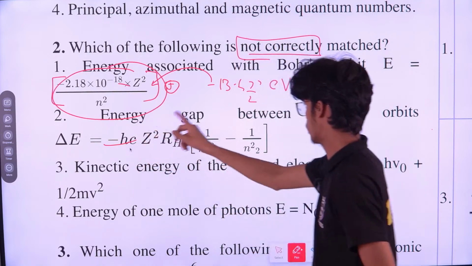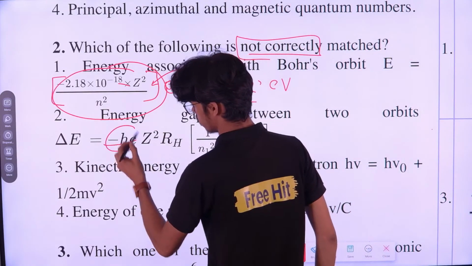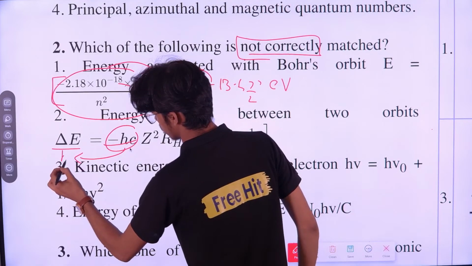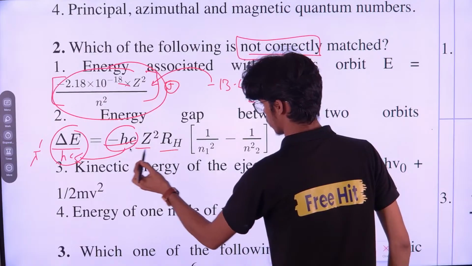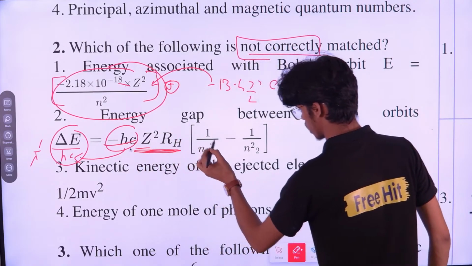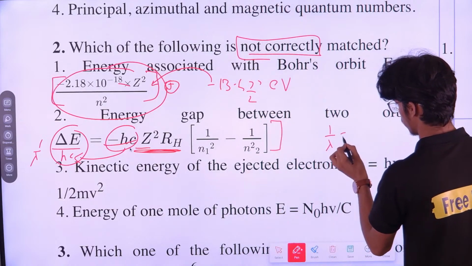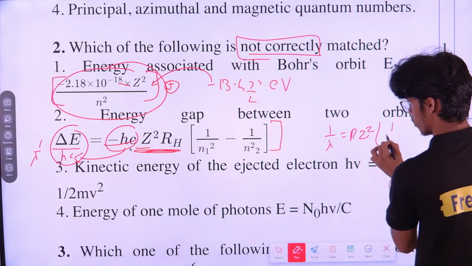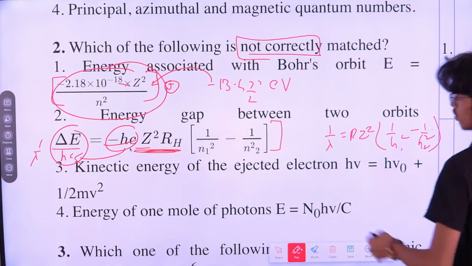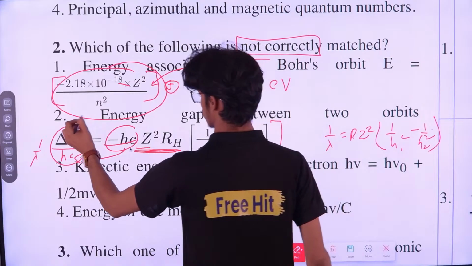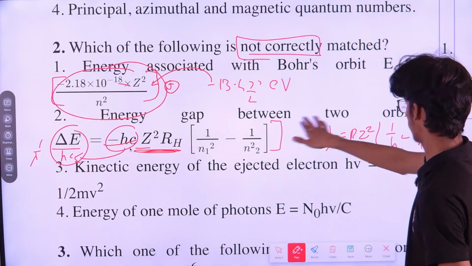Now second, the energy gap between two orbits is this. If you take this on the other side, E by hc, you will see this will form 1 by lambda, and 1 by lambda is equal to R_H Z square into 1 by n1 square minus 1 by n2 square. You have read this formula, right? So this formula is also right. The statement is correct, so the option is not correct.